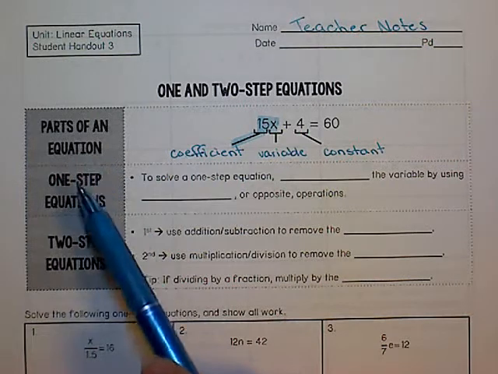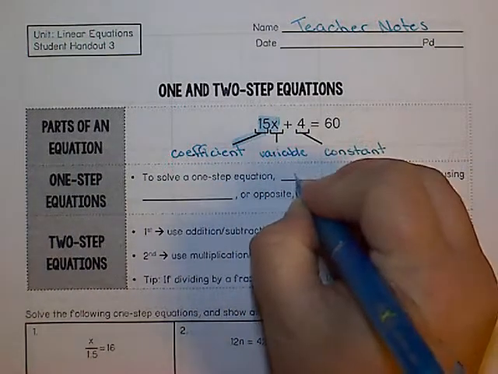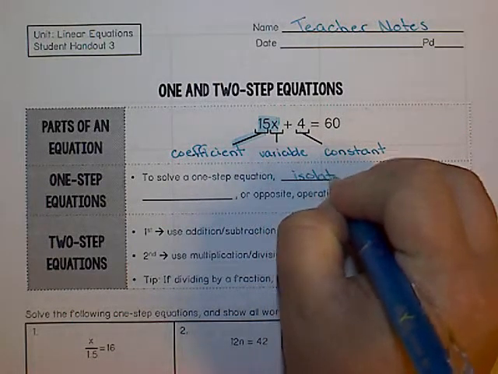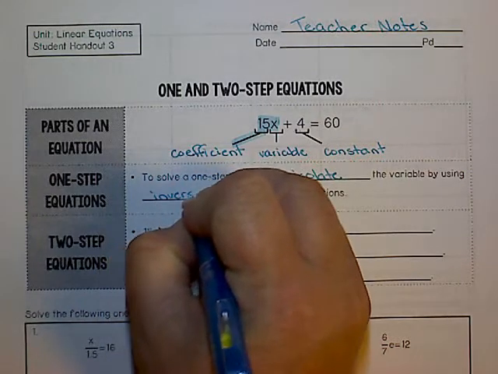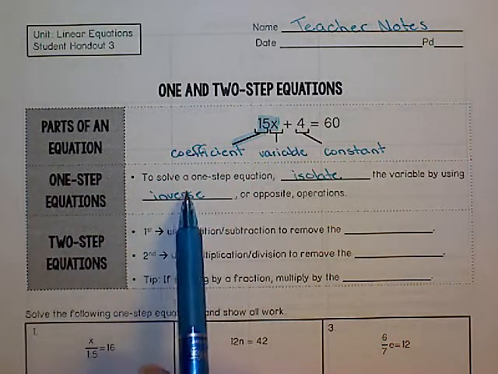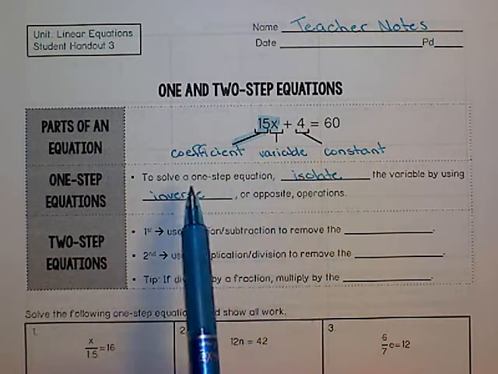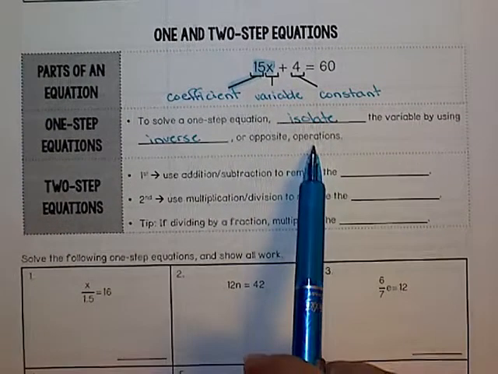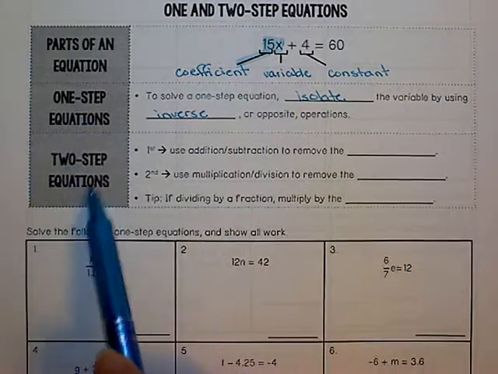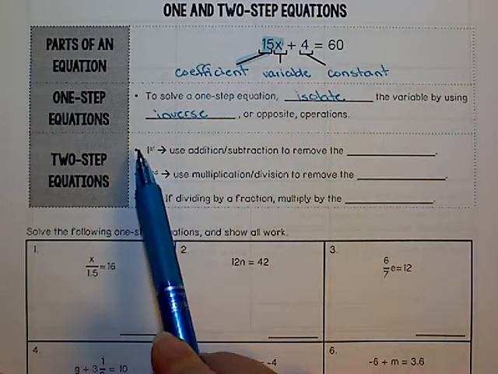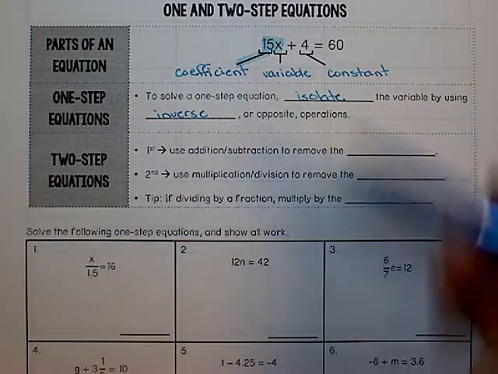So let's talk about how to solve a one-step equation. To solve a one-step equation, you need to isolate the variable by using inverse or opposite operations. And I'm giving you the definition because I want you to use the term inverse, but I want you to know that it means opposite. So isolate the variable with an inverse operation or opposite operation. Now, the difference between a one-step and a two-step is that we add a little bit to it. So the first step in a two-step equation is use addition or subtraction to remove the constant.